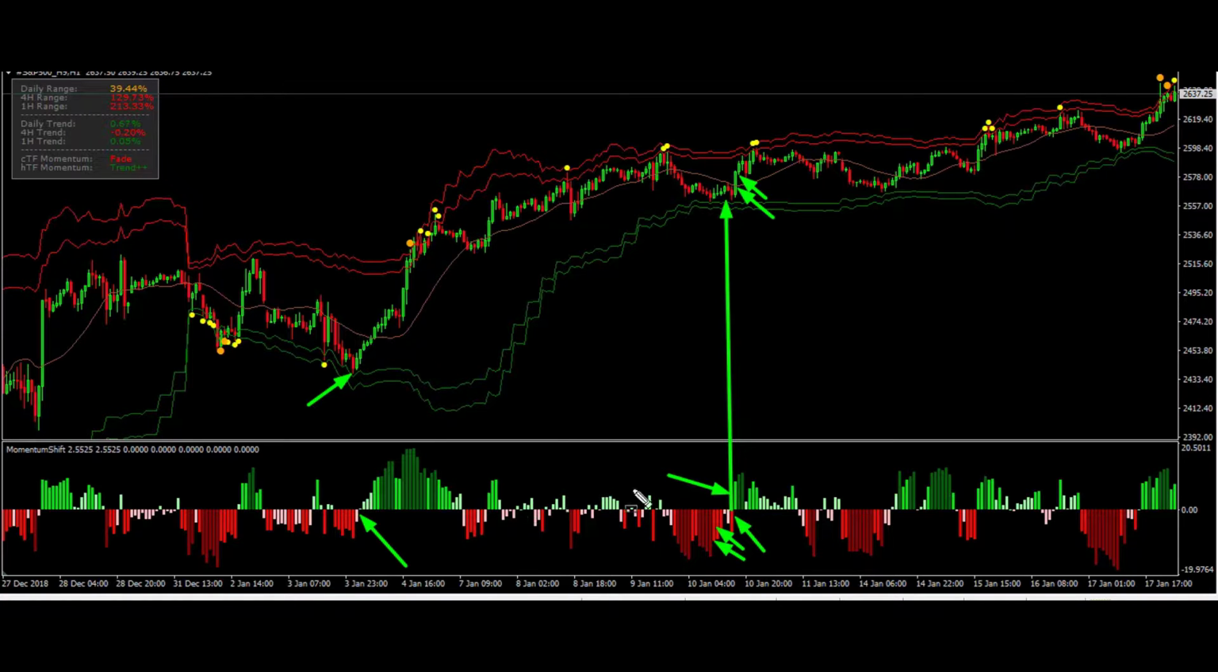Of course, during periods of consolidation where the market isn't very decisive, such as right over here, you will see the momentum shift histogram being all over the place, with quite a few small little bars being above the zero line and occasionally bars being below the zero line, again indicating that the market is more or less indecisive and it may not be a great time for you to be taking a trade.